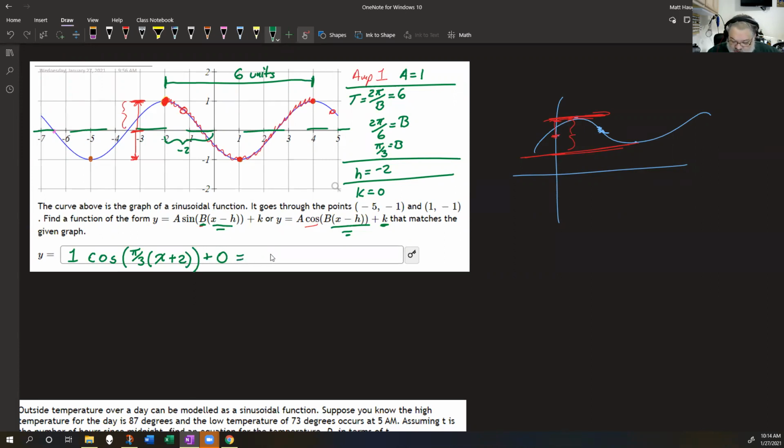But if you were going to use this in applications, you would probably distribute that pi over 3. It just ends up being easier to work with when you're using a lot of tools. But do make sure if it asks you for this particular form, give it that particular form.